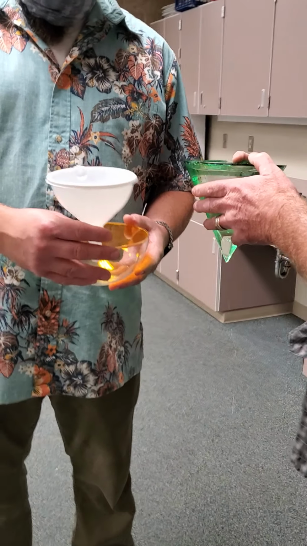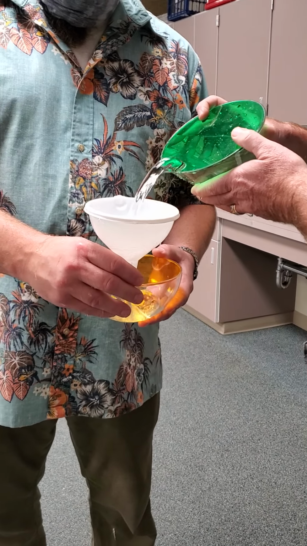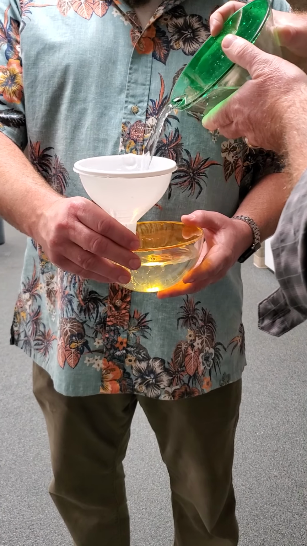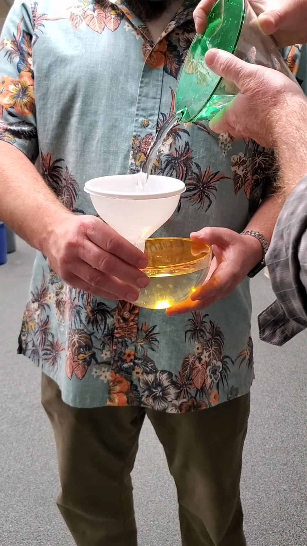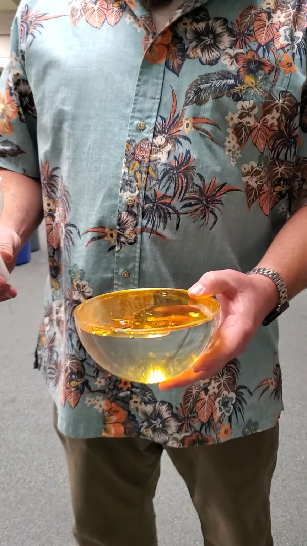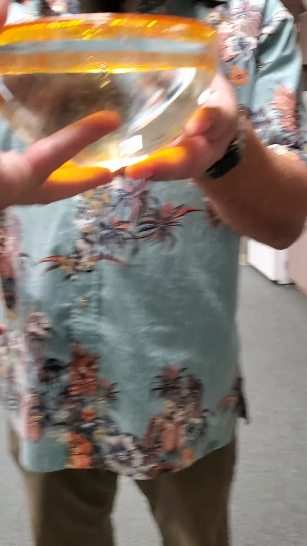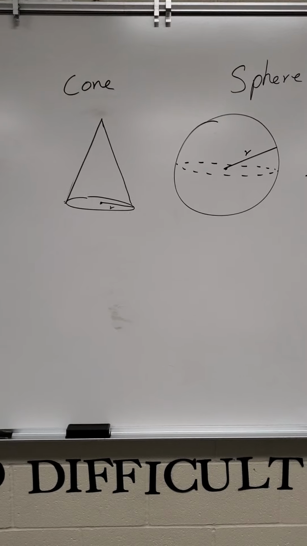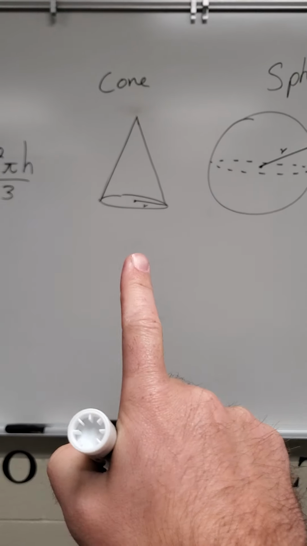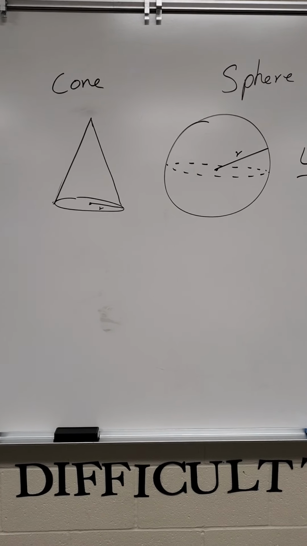All right, so we have one cone, 1/2 a sphere. Go ahead. And check that out. So one cone equals 1/2 of a sphere. Okay, so what you just saw was one cone equals 1/2 of a sphere.